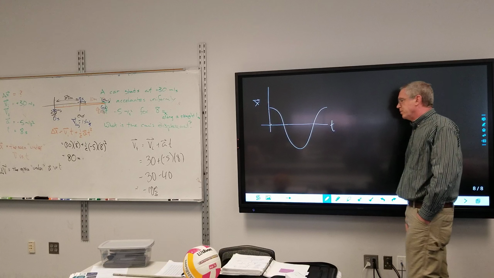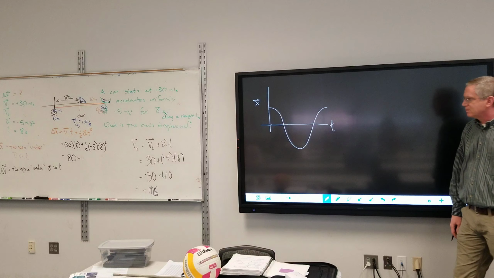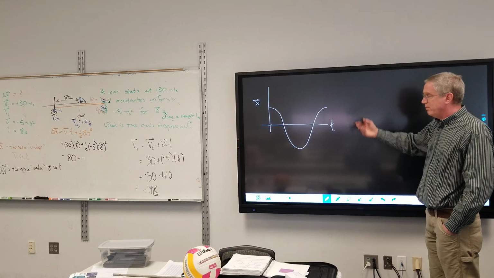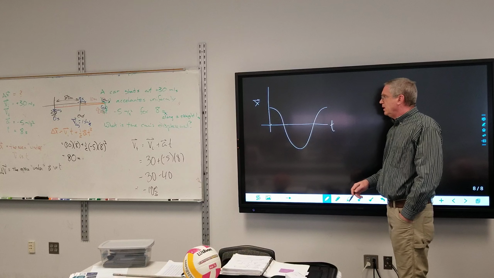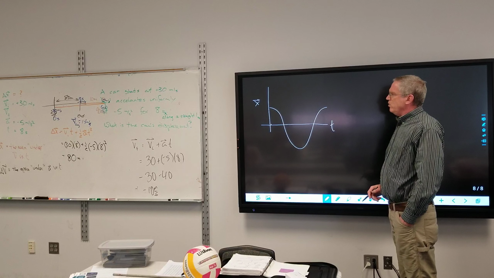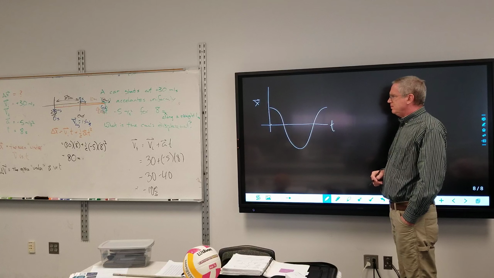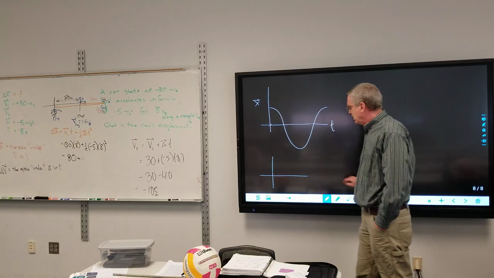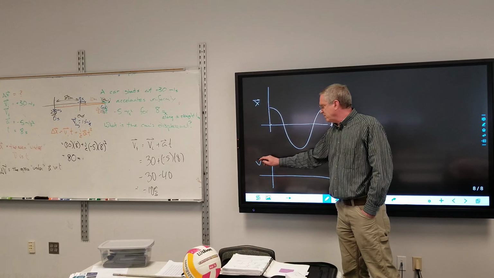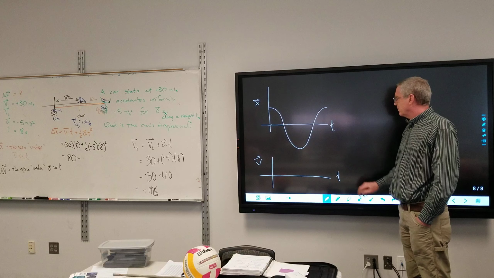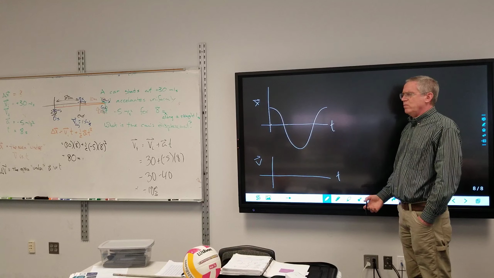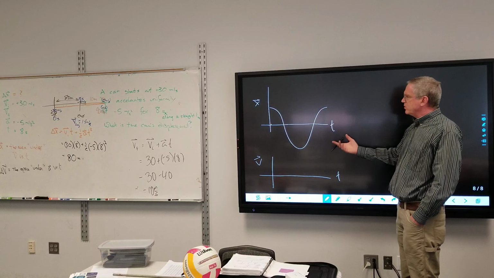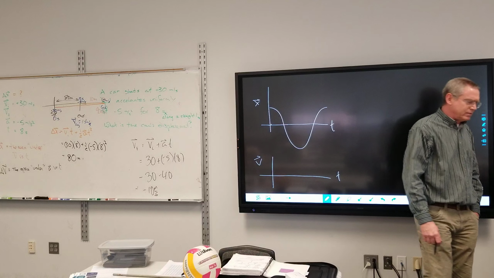Probably looks familiar to some of you. It's completely above the horizontal axis before. I know that velocity is the slope of this. So first thing I would do, if I want to do a velocity versus time graph, is figure out where the slope is equal to 0. How do you deal with a slope of something which is not a straight line?